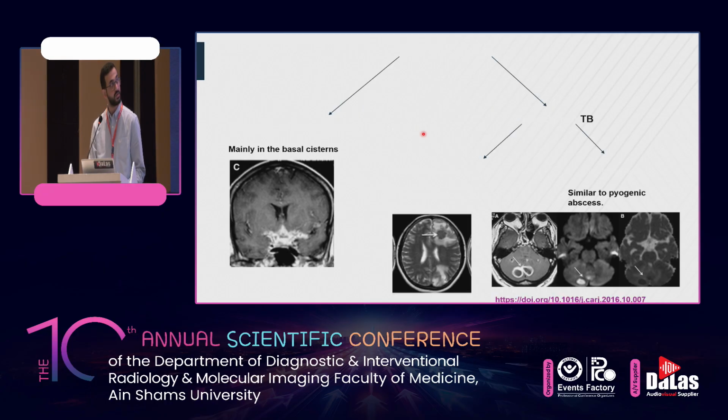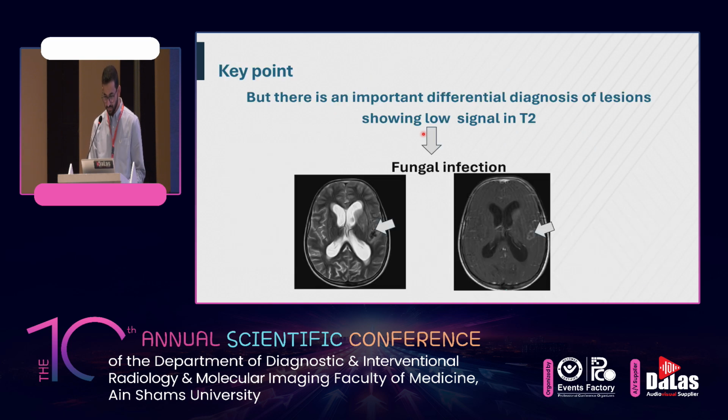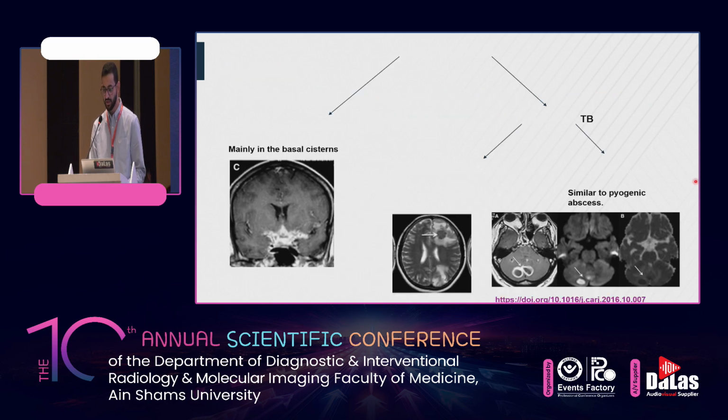Regarding cerebral TB, it can affect either the meninges or brain parenchyma. In TB meningitis, we see thickening and enhancement in basal meninges, like we can see here. And the parenchymal affection is usually tuberculomas, the lesions of low T2 signal, and TB abscess. TB abscess, which is a rare form, its radiological appearance is identical to pyogenic abscess.